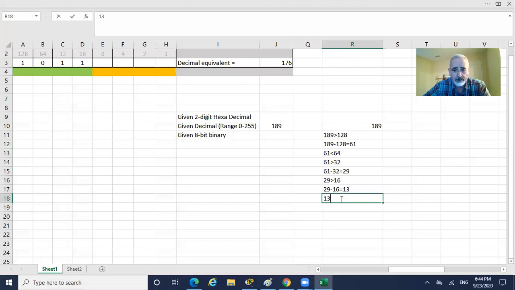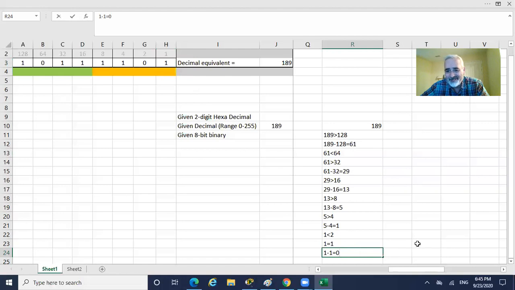Then I'll be working with 13. 13 is greater than 8. I place a 1 under 8 and deduct 8 from 13. Minus 8 equals 5. Then I'll be working with 5 from now on. 5 is greater than 4. Therefore, I place a 1 under 4 and deduct 4 from 5. And I have a number, and that number is 1. 1 is less than 2. I place a 0 under 2. 1 equals 1. I place a 1 over there. And 1 minus 1 equals 0. I don't have any more number to work with. So 1, 0, 1, 1, 1, 0, 0, 1 is the 8-bit binary of 189.